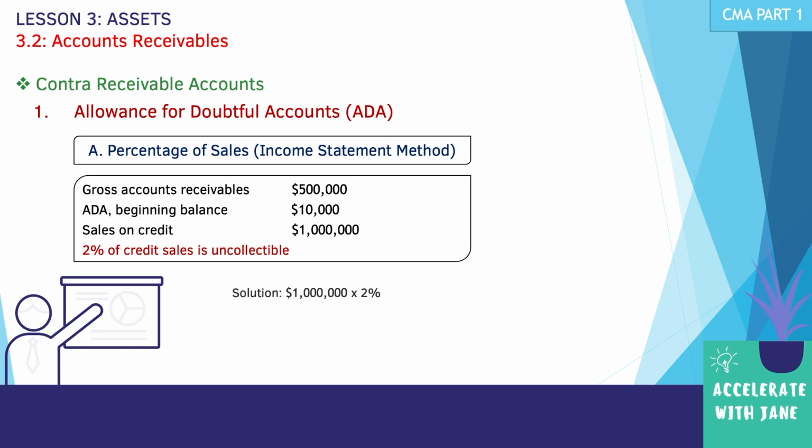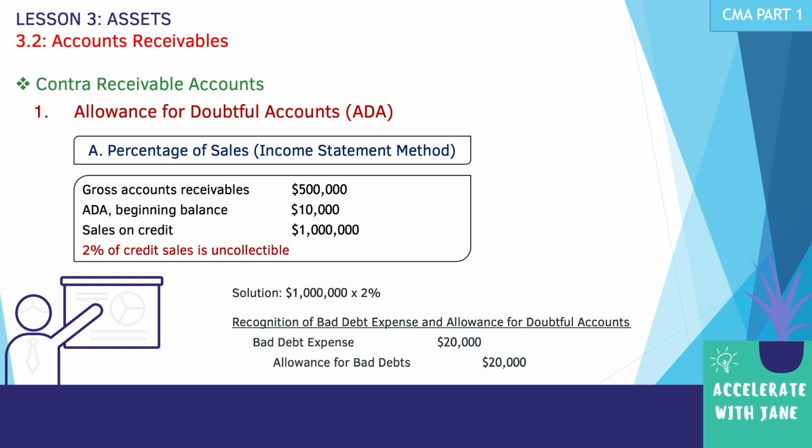So the solution here is we simply multiply 1 million US dollars by the 2%. Okay? So the journal entry to record the recognition of bad debt expense and allowance for doubtful accounts, we simply debit bad debt expense of 20,000 US dollars and we credit allowance for bad debts of 20,000 US dollars.